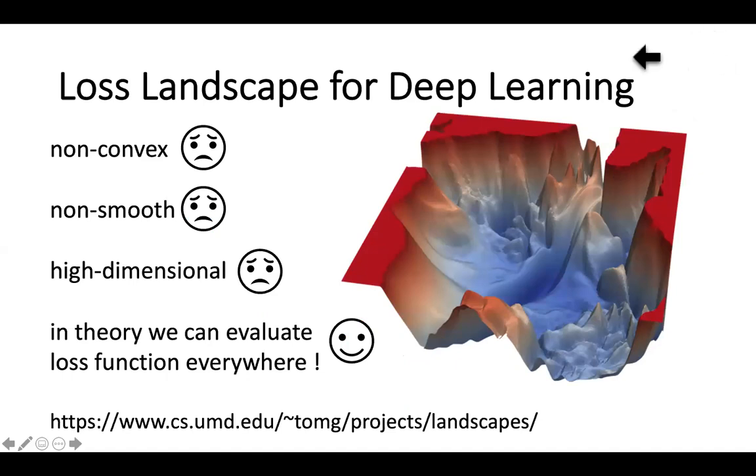Deep learning involves optimization problems where the landscape looks like this. There are many local minima. So it's non-convex. It might even be non-smooth, so you might have edges or corners in the objective function where you cannot define a gradient. And it's very high dimensional. In deep learning, you optimize functions over billions of weights, not only two weights.